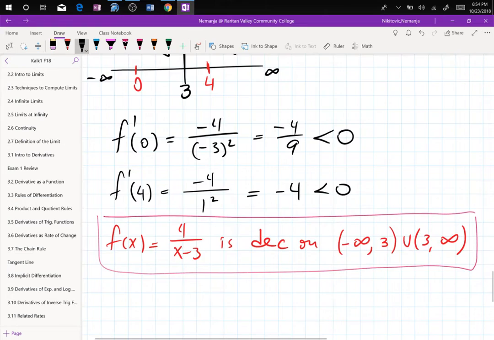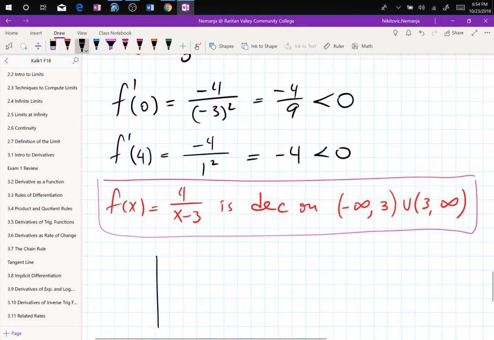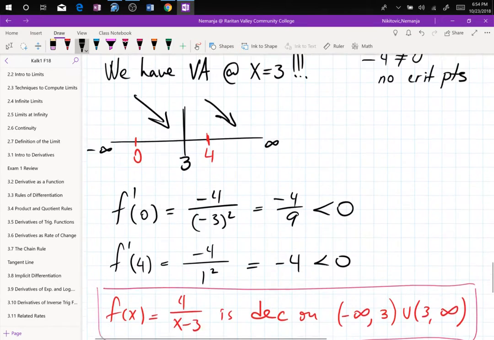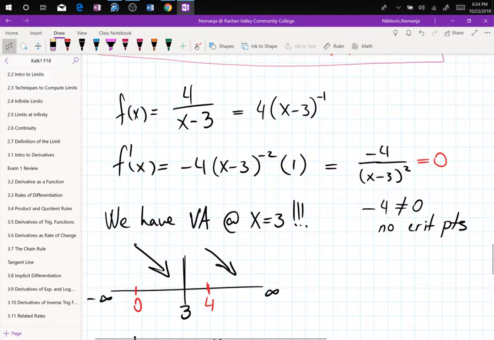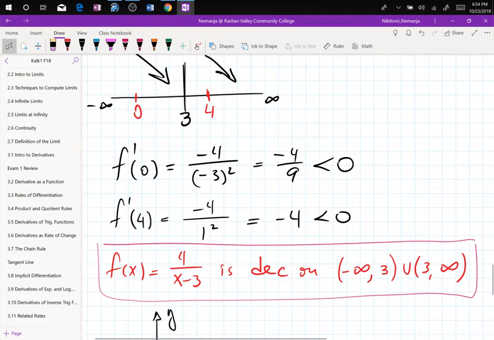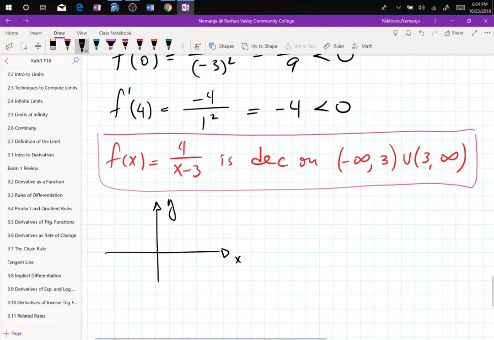Now, is this confirmed? Of course it's confirmed if you draw the graph. We know what 1 over x looks like. And now, since we have this minus 3 in the denominator, that means everything gets shifted to the right 3 units. So our vertical asymptote is here, and then we draw 4 over x. And there we go.